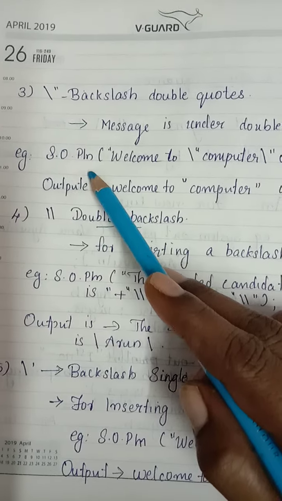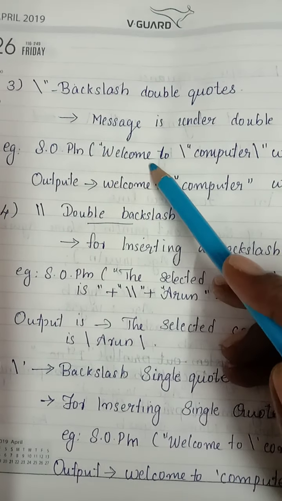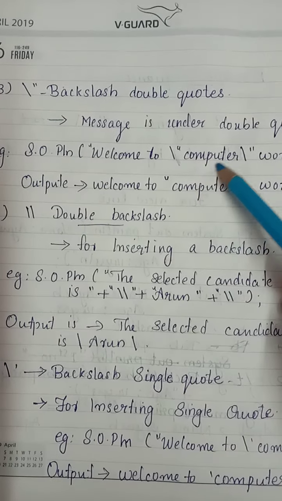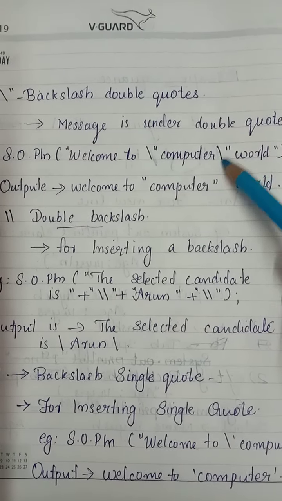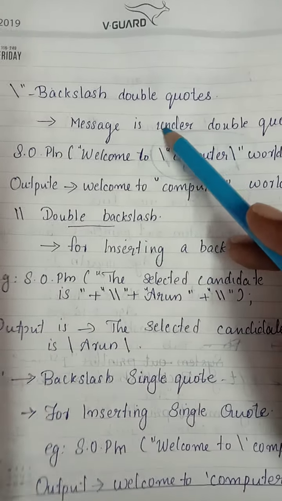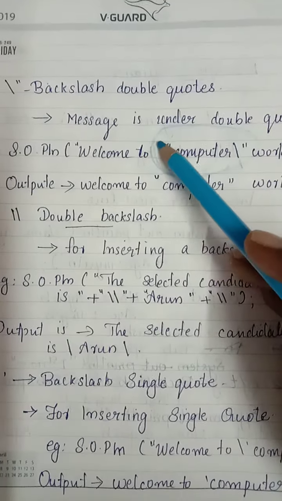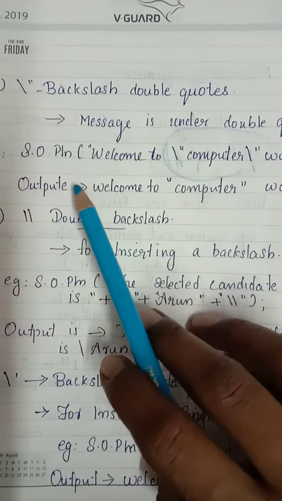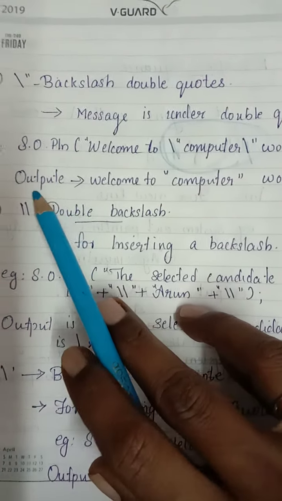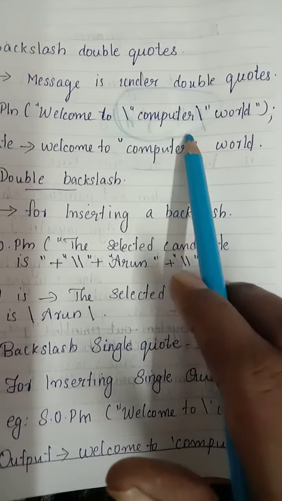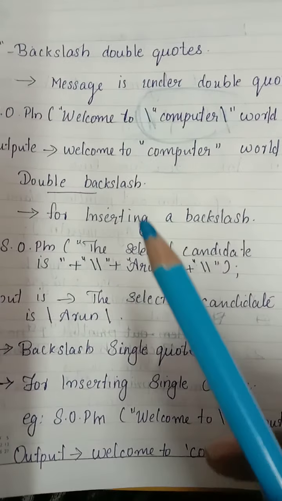For example, system.out.println welcome to, then here backslash double quotes and then computer, then here backslash double quotes. This one I want to give in double quotes, so I give here and here backslash double quotes. So the output will come like this. Output: welcome to "computer". This computer is coming in the double quotes.